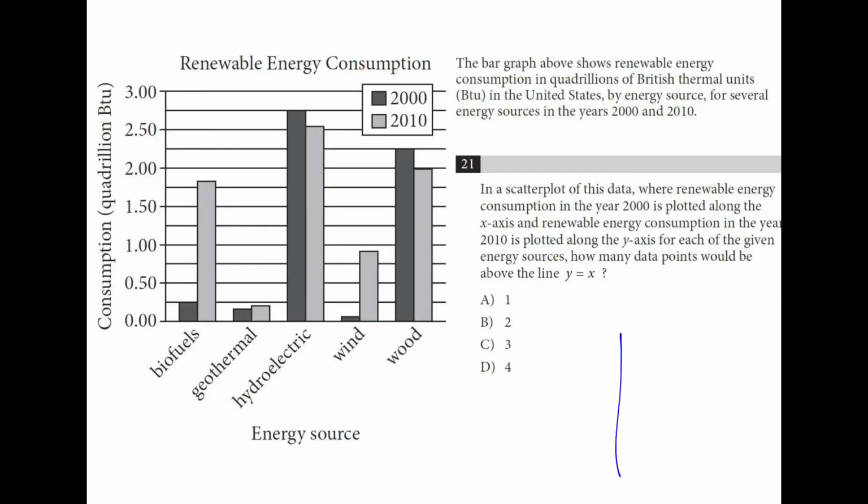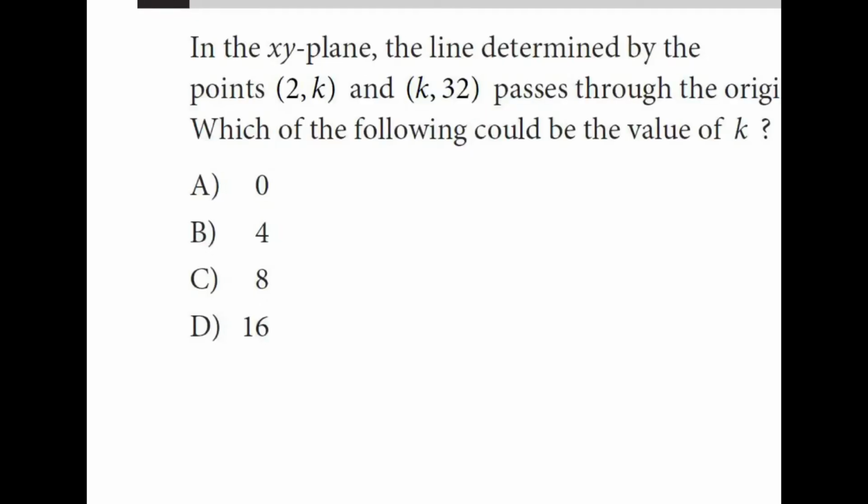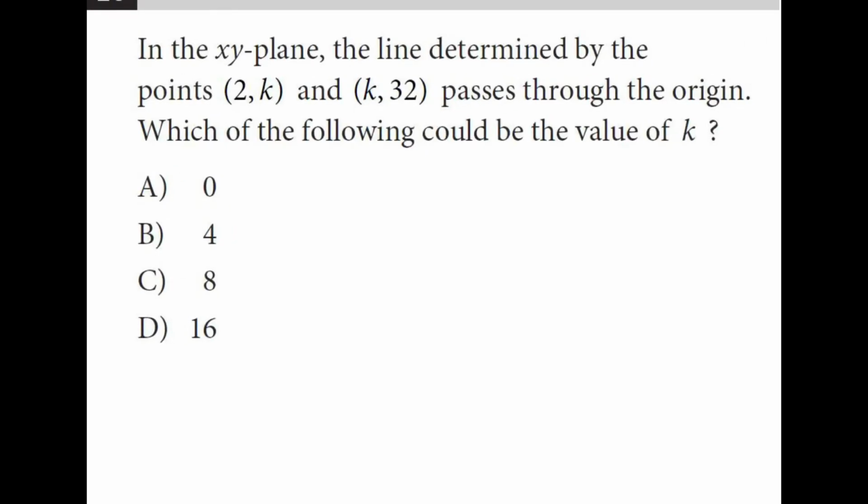So they're saying to create a graph where on the bottom we have all the numbers for 2000, and on the y-axis we have all the numbers for 2010. So if we were to create a line like this, when are the numbers for 2010 going to be bigger than 2000? For this one, and for this one. So that's 3 data points. Since this passes through the origin, I know that the intercept is 0 because it passes through the coordinate (0, 0).